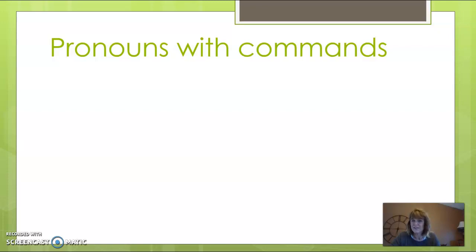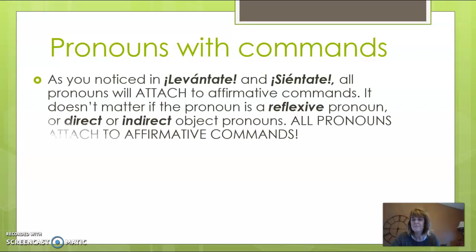Pronouns with commands. Levántate, siéntate, bórralo, háblame. As you noticed in those commands, we have attached those pronouns to the end of the command. It's not even after it, you attach it right to the end. It could be a reflexive pronoun like levántate, siéntate. It could be a direct or indirect object pronoun too. Háblame, right? You could have used that.